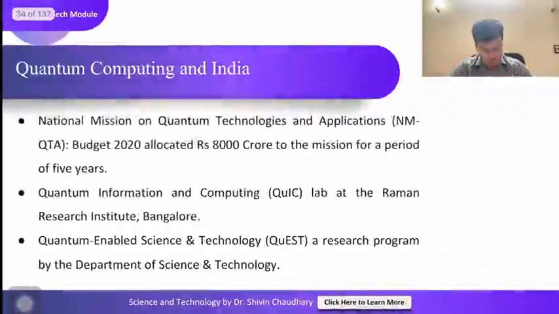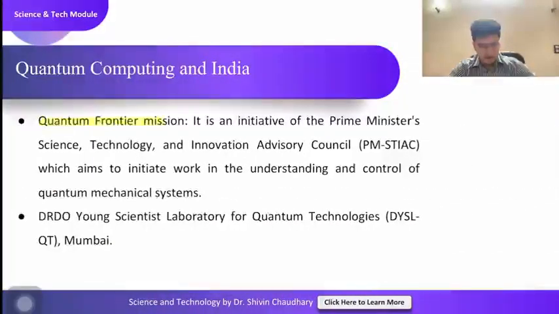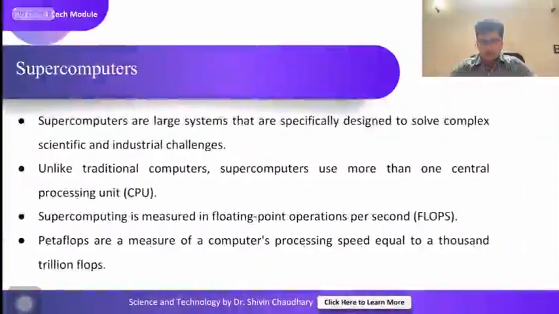Okay, all right. Now let's understand quantum computing, what India is doing. So I'm just listing these things down. This is for mains. You can ignore this for prelims. Very unlikely that it's asked, or just read what I'm highlighting. There is a national mission on quantum technologies and application. There is a quantum information and computing lab in Bangalore. There is a quantum enabled science and technology research program, right? Again, just for reference, quantum frontier mission, DRDO young scientist lab for quantum technologies. Forget it, but this is fine. If you have to read this also, the thing you have to read is that they are running the quantum frontier mission. That's the only thing. Quantum frontier, so you must be understanding for what purpose, right?